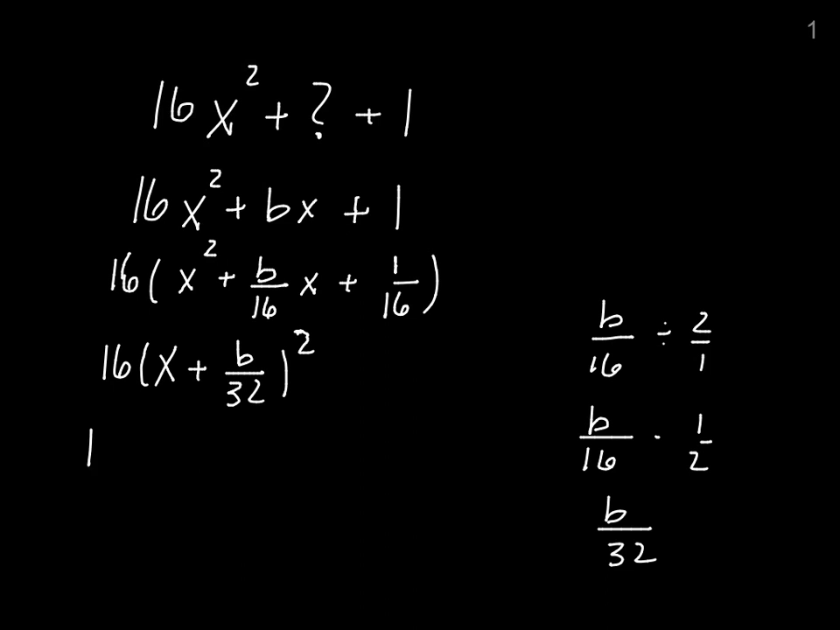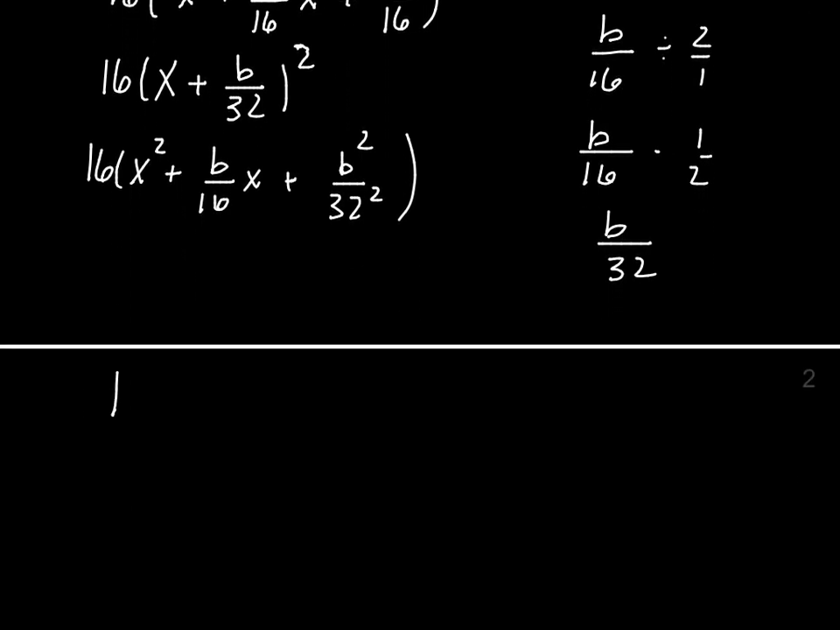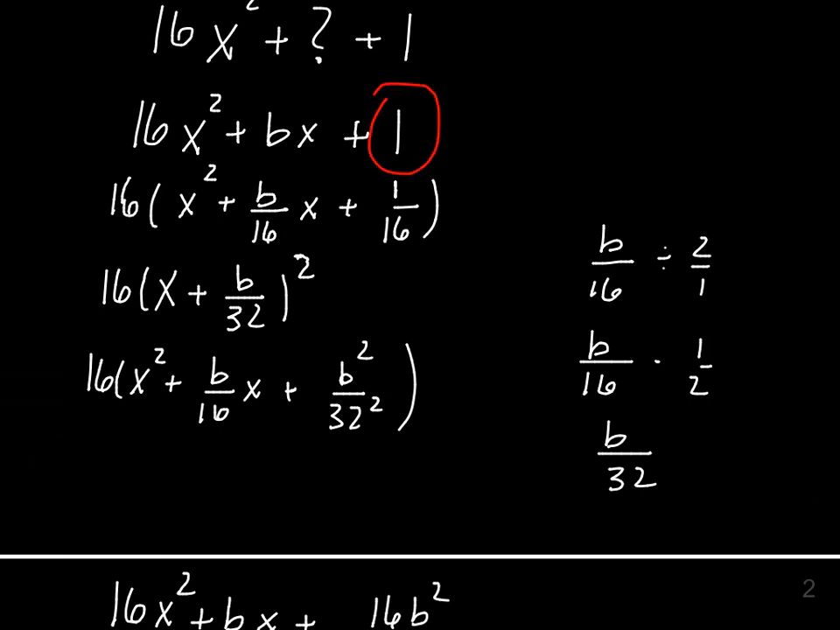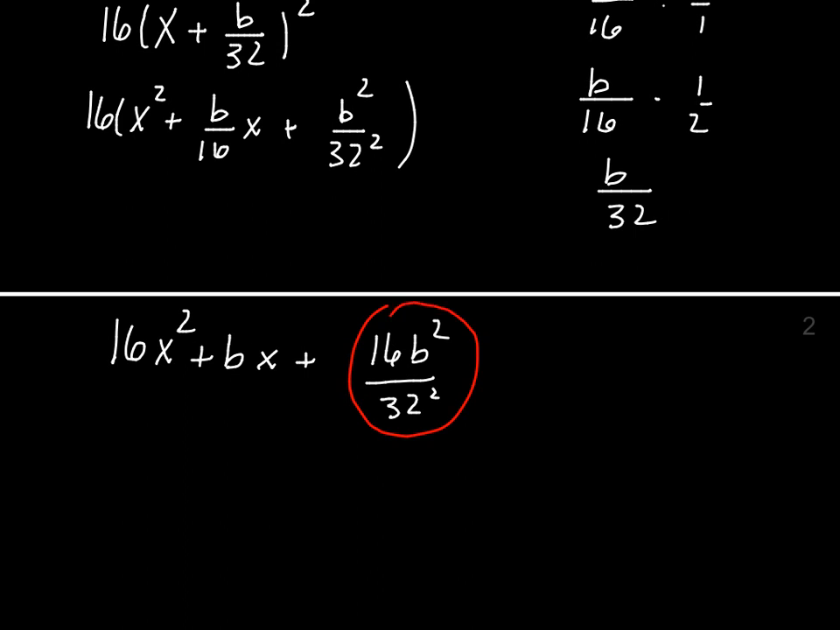Now if I expand these brackets, what I have is 16x squared plus b over 16 x plus b squared over 32 squared. Now let's redistribute the 16 back into my bracket, and what I get is 16x squared plus bx plus 16 times b squared divided by 32, so 16b squared over 32 squared. If I go back to my original equation, over here I have a 1, and now I have 16b squared divided by 32 squared. So that also has to be a 1 for the two equations to be equal to each other.